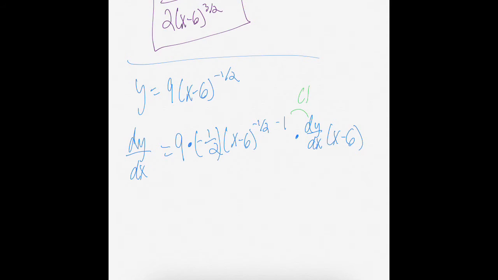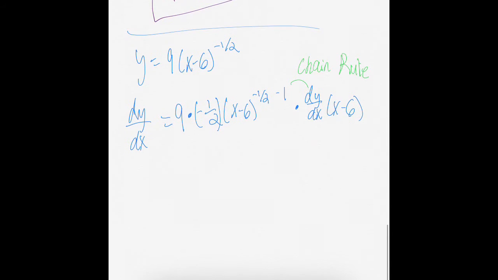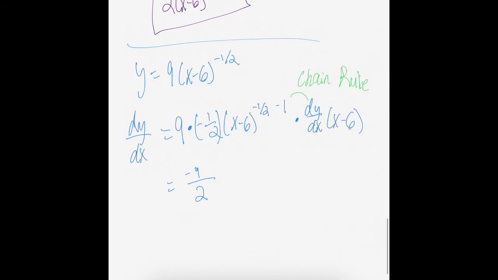Right? That's the chain rule, so that's where this comes in. This right here, that's chain rule. And let me see, so this comes out to minus 9 over 2 from my constants out front. This becomes x minus 6 to the negative 3/2. So x minus 6 to the minus 3/2.